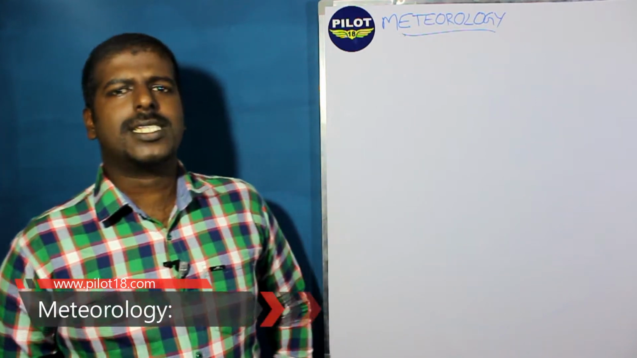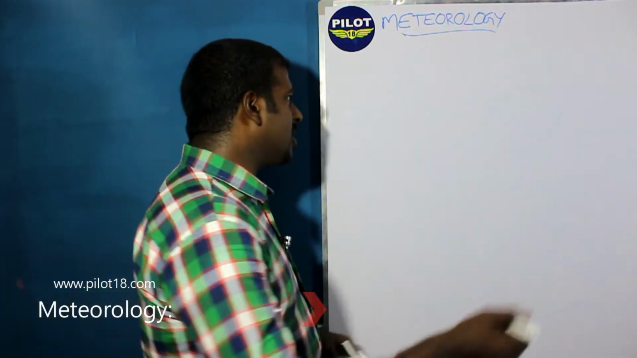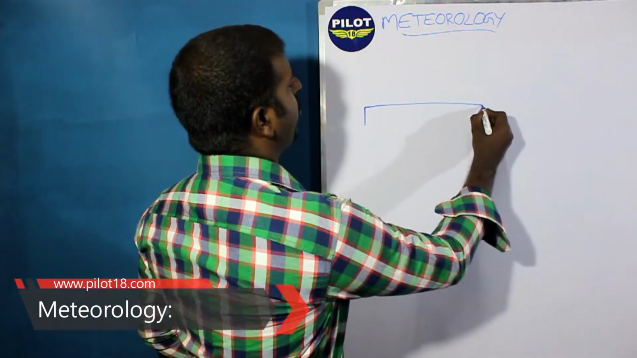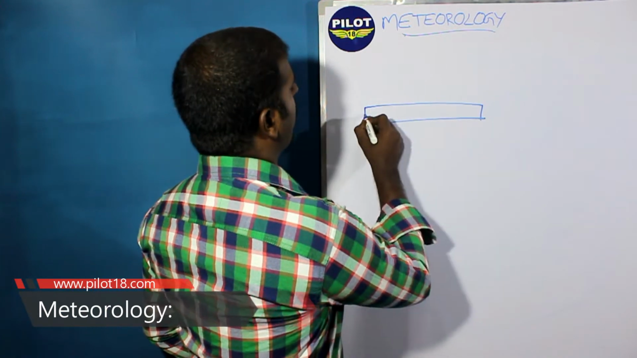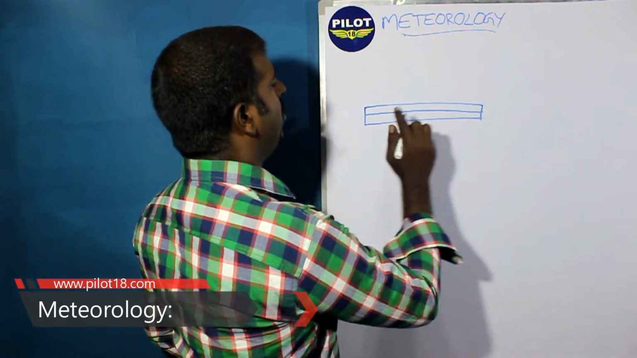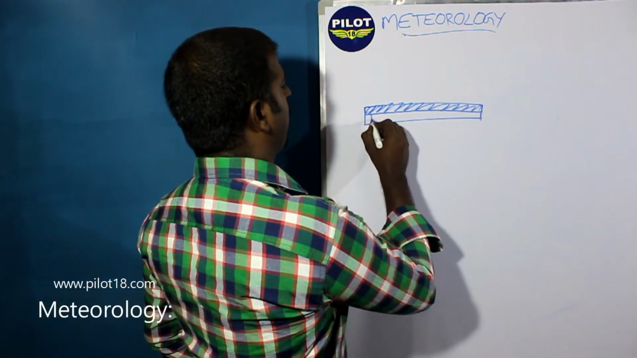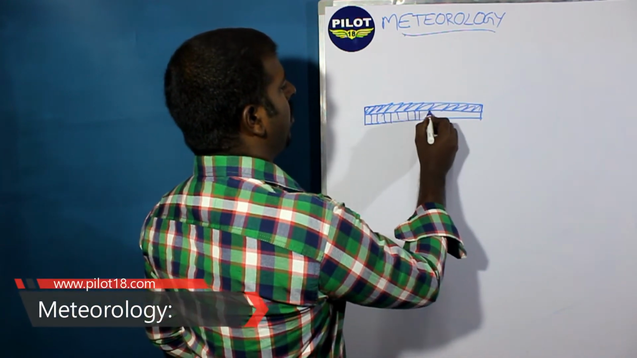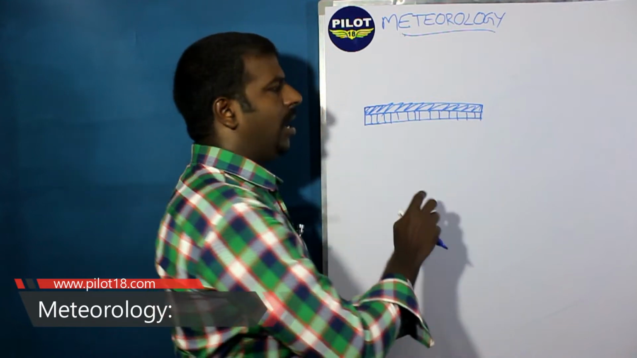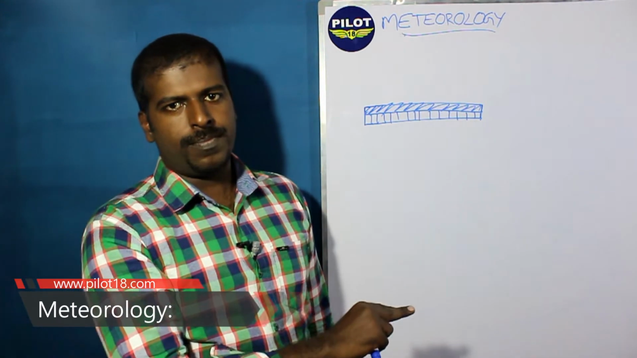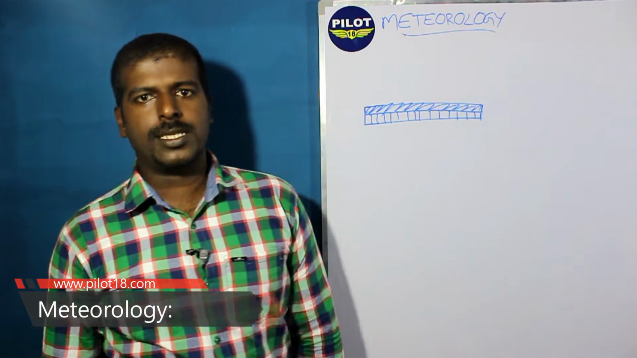Then what are the devices used to measure temperature? There are a few devices which we use. First and foremost, let me mention what is used in aircraft. We use bimetallic strips. What is a bimetallic strip? Actually, it is a strip of two metals, and they are closely fused together.